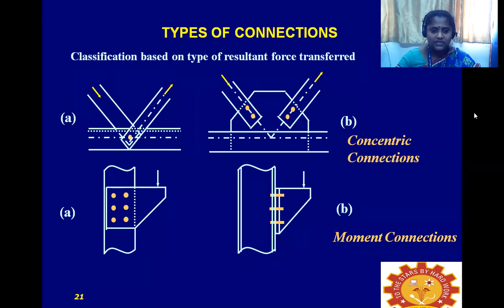Now we'll get into bolted connections. What are all the basic types of bolted connections? One is concentric connection, other one is moment connections. Concentric connections are nothing but bolts, force, everything being passed through the centroid of the element. That is what we call concentric connections. Next one is moment connections. On the other hand, we call it eccentric connections.